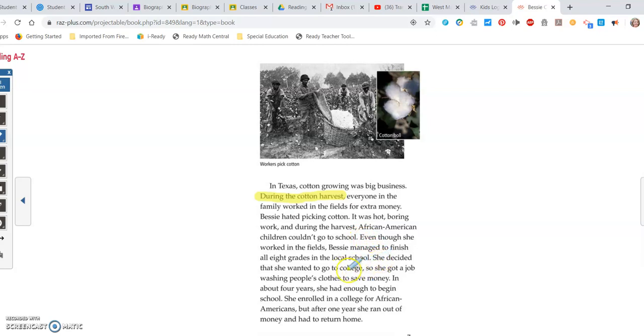She really wanted to go to college, so she wanted to save money by washing people's clothes. Here's a transitional phrase. In about 4 years, she had enough to begin school. She enrolled in a college for African Americans, but after 1 year, she ran out of money and had to return home. So here it is, in about 4 years. That gives me a good time frame for Bessie Coleman and what she was able to save in that time.